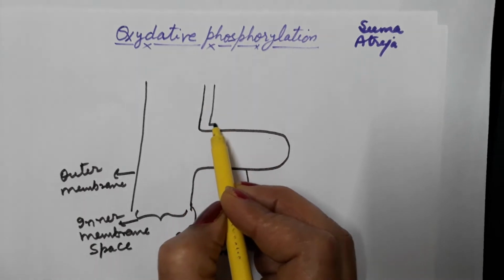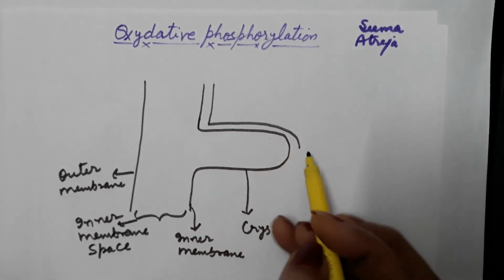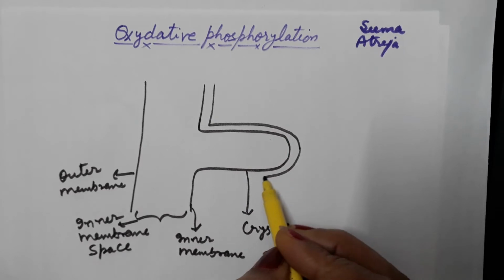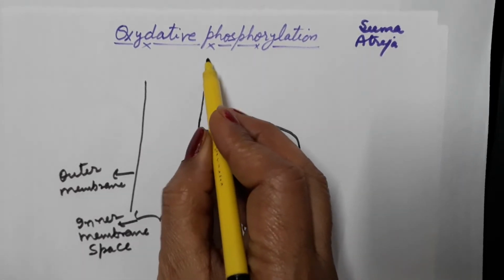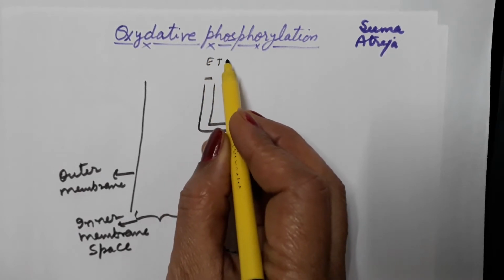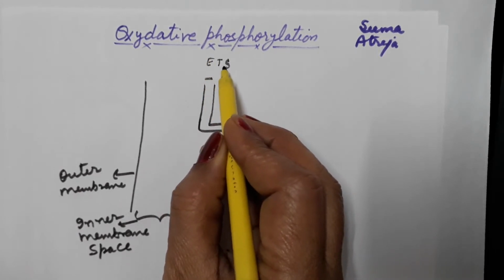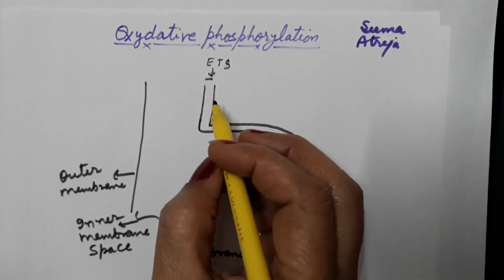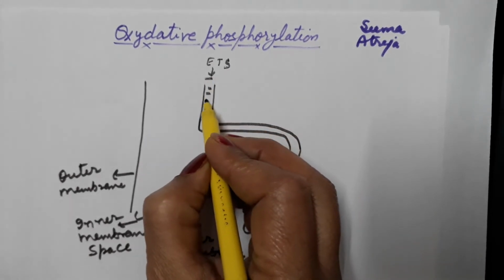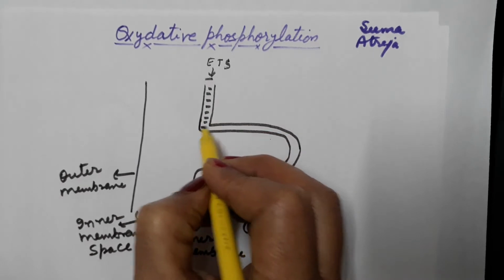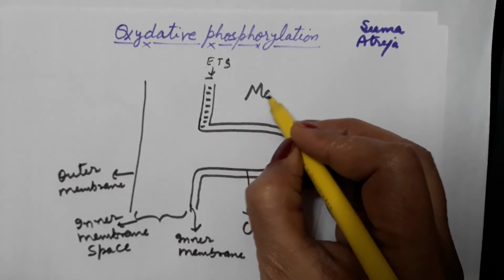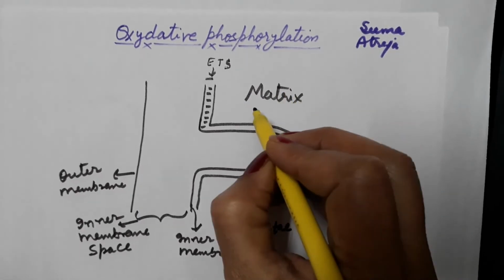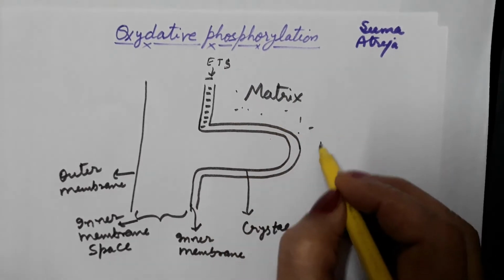Inside the inner mitochondrial membrane, there exists the electron transport system, through which electrons travel from one carrier to another. So oxidation reduction takes place. This is the matrix of mitochondria.